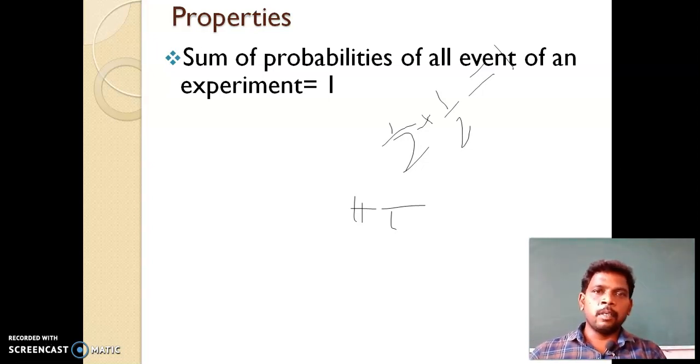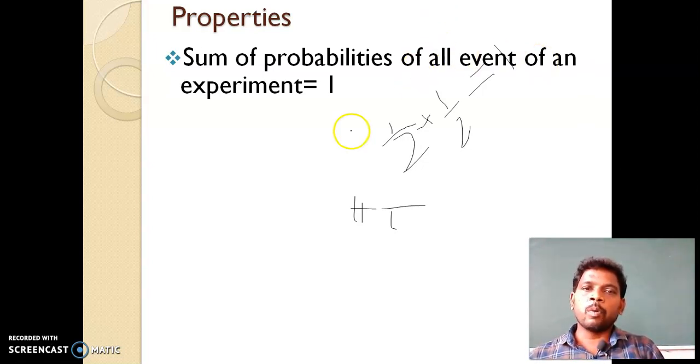So let us define another example. Suppose you are throwing a die. What are the possible outcomes? The numbers 1 to 6 are there, so the sample space is nothing but 6. Now the question is, what is the probability of getting the number 1? The total number is 6. How many times will 1 occur among the numbers 1 to 6? Only one time. So the numerator is 1 and the probability is 1 by 6.